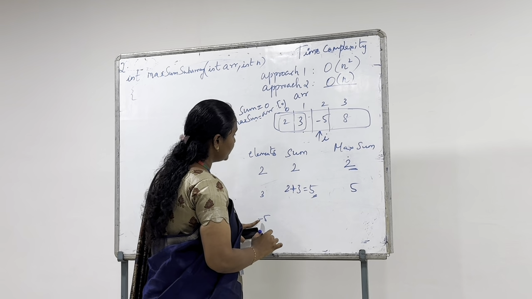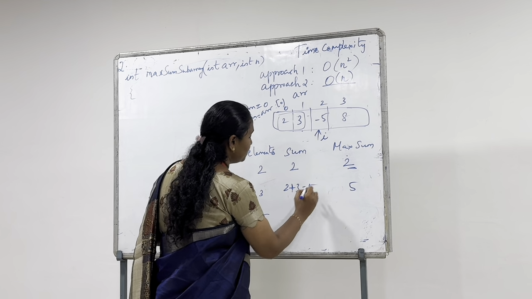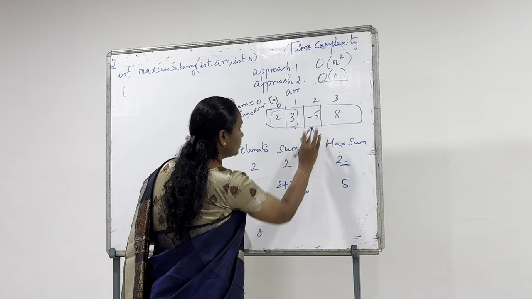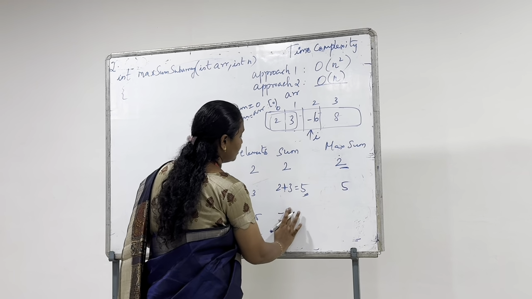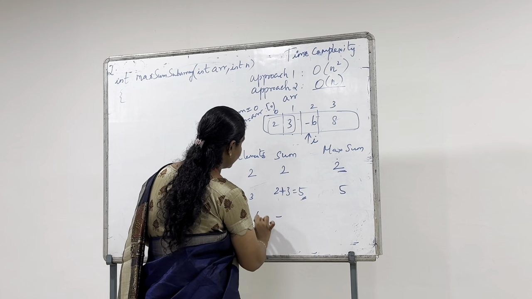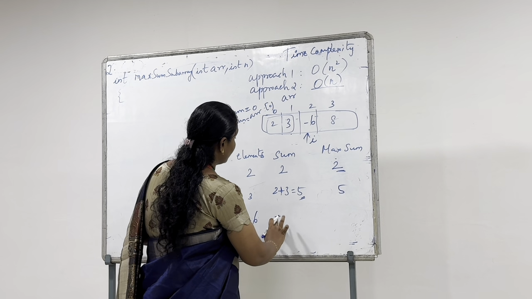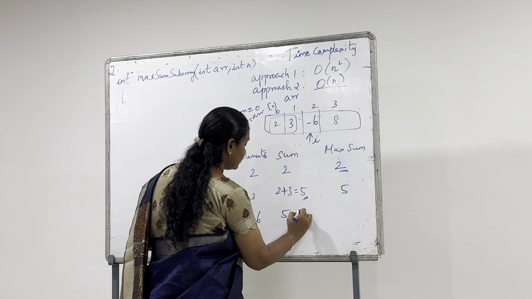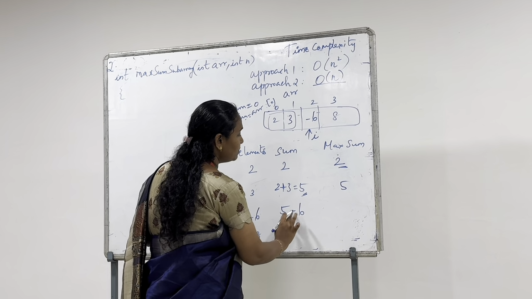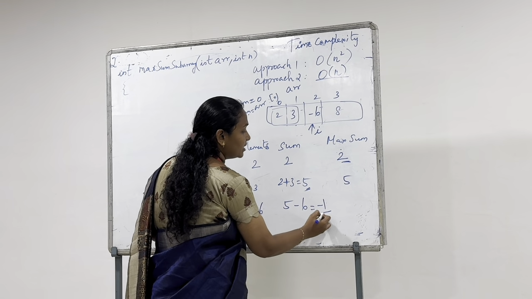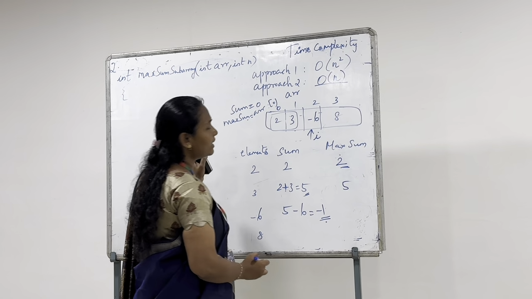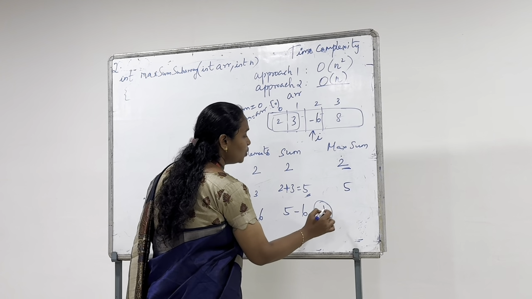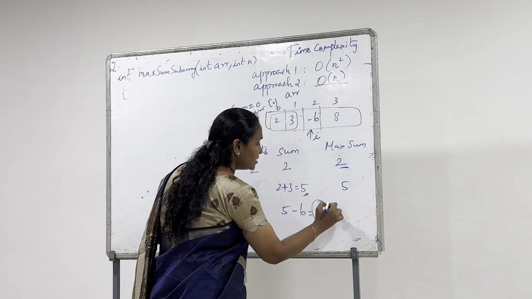Now the i value is minus 5. The previous sum is 5. For understanding, take this as minus 6. So the previous sum is 5 and the current value is minus 6. 5 minus 6 is minus 1. This is a negative value. Whenever we see a negative value in Kadane's algorithm, we need to make the sum 0. So we are going to make this sum 0 here.